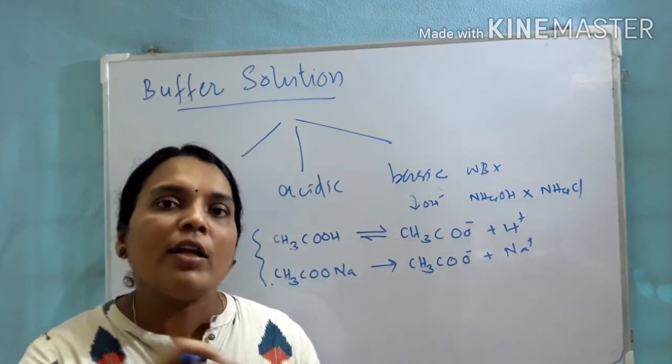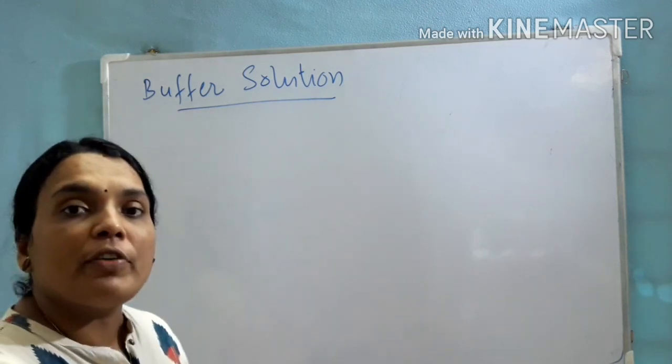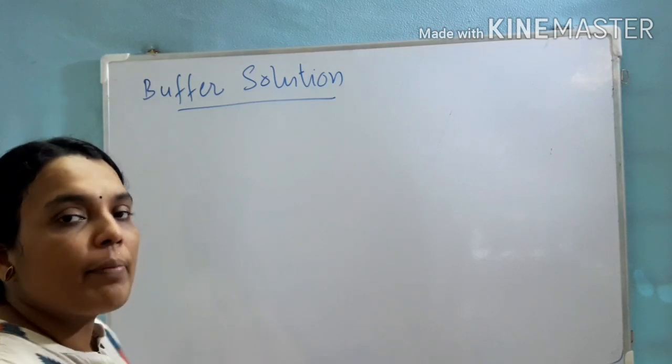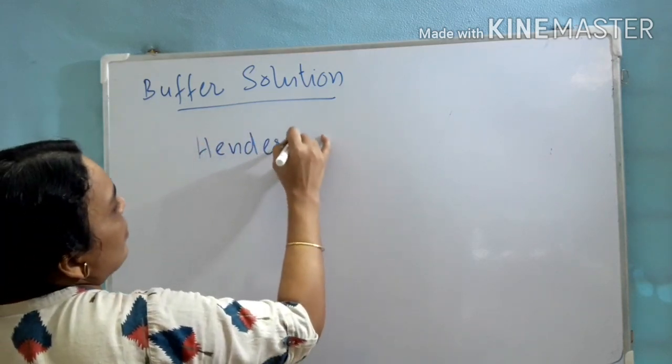Clear? Now let us see how to calculate the pH of buffer solution. The pH of buffer solution is calculated by using an equation called the Henderson equation.